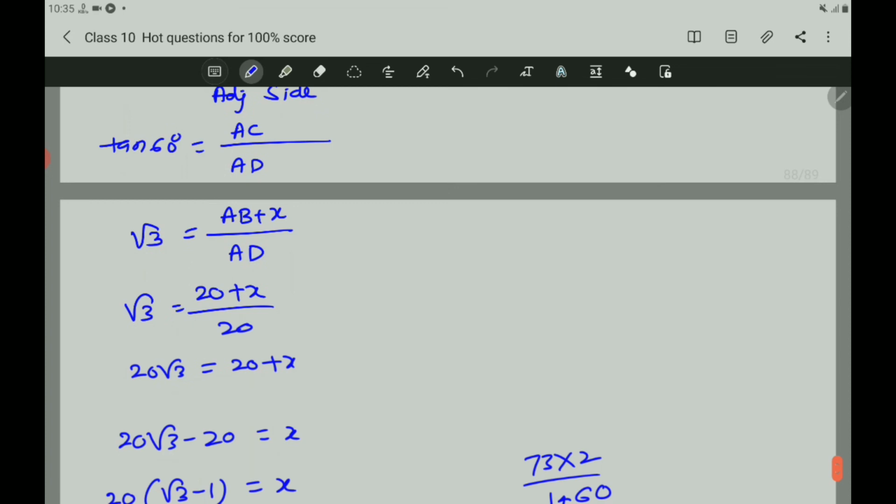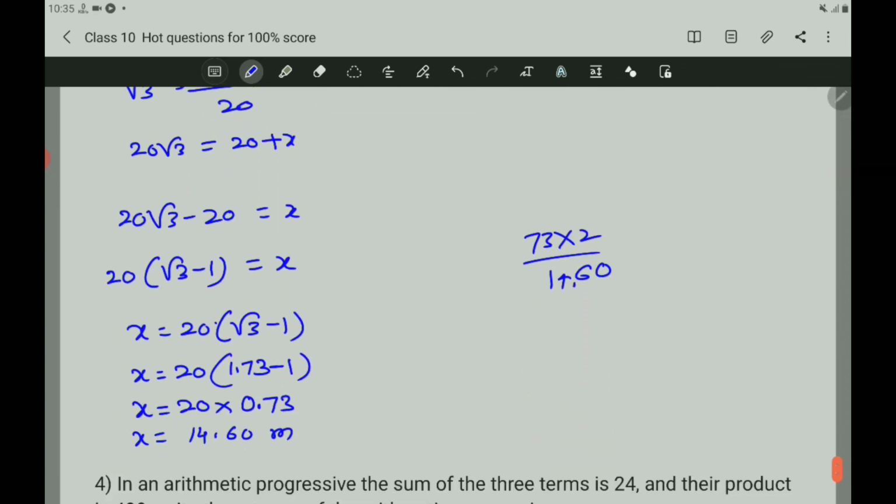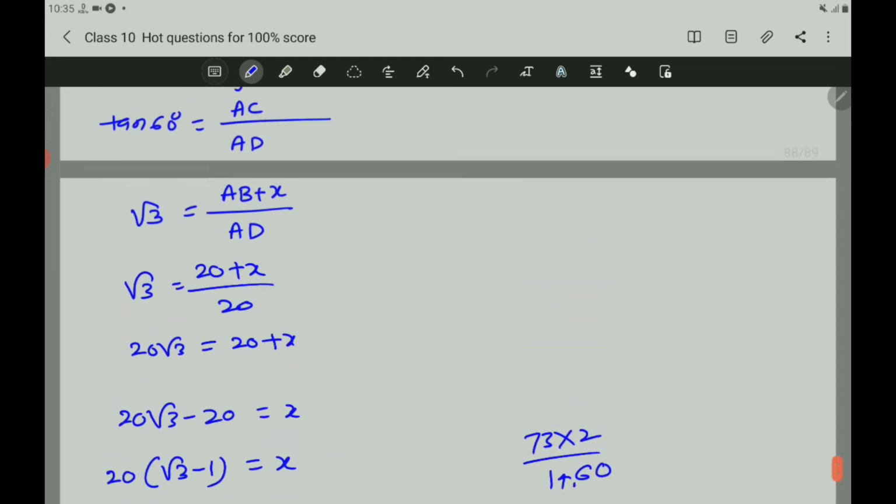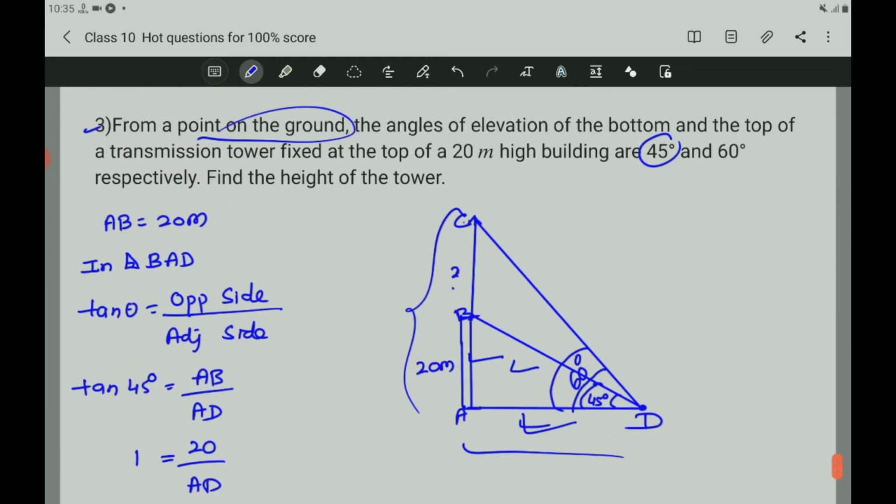Because here, the exact value of root 3 you can't get, as this is an irrational number, so you use the approximate value of root 3. Therefore the height of the tower is 14.6 meter. Height of the tower is 14.6 meter.